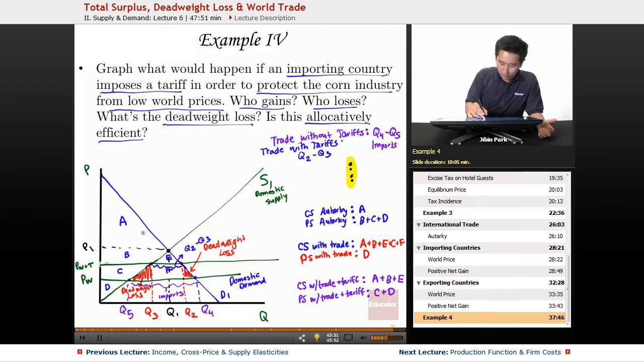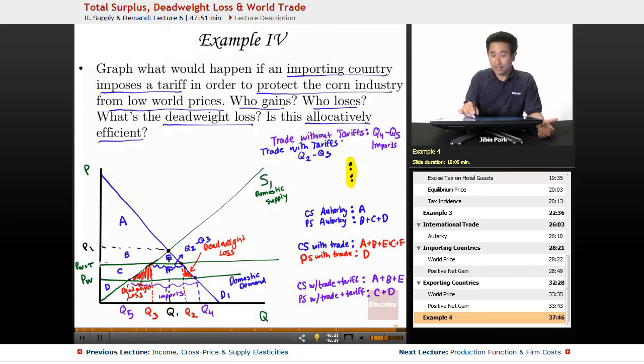So who gains from this? Well, definitely the domestic producers gain, because they gain that C area here. Who loses from this? Well, the consumer. They lose out on the C, F, and also the deadweight loss here. Another person who gains from this, the government actually collects this F amount in terms of revenue. And we know the deadweight loss is the two triangular areas created from the tariff.